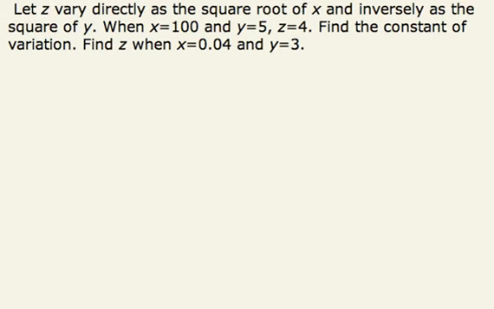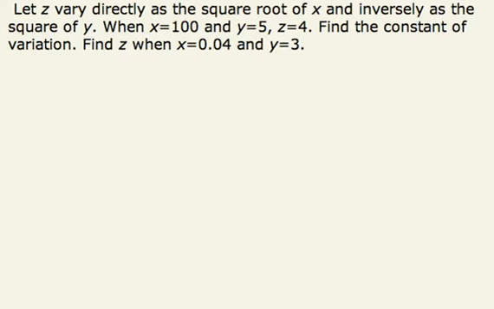Let z vary directly as the square root of x and inversely as the square of y. When x equals 100 and y equals 5, z equals 4. Find the constant of variation. Find z when x equals 0.04 and y equals 3.